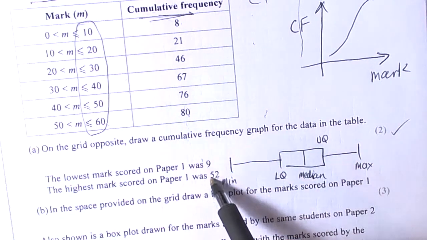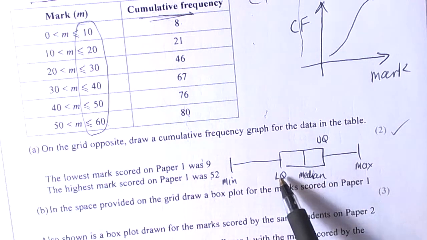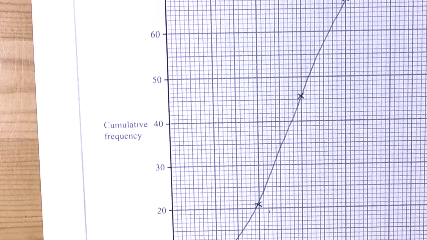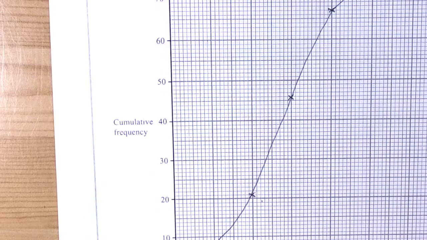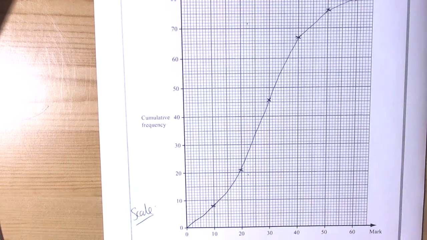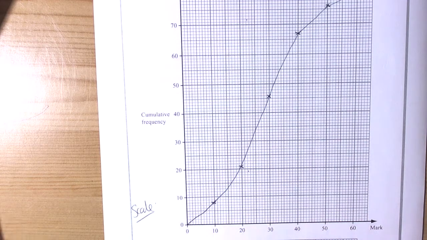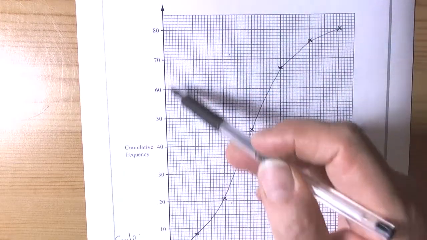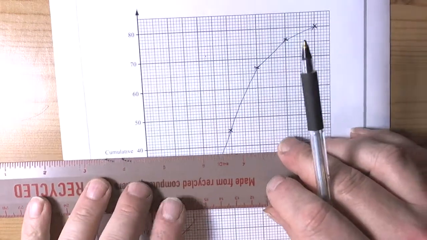Now they've given us 2 of them already, so we need to find the lower quartile, the median, and the upper quartile, and that's why we've got the graph. And the graph then allows us to find those values by reading off. So the median, well, there were 80 values in here because the cumulative frequency finished at 80, and halfway of that would be the median.